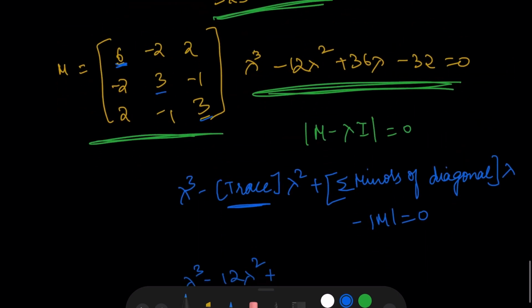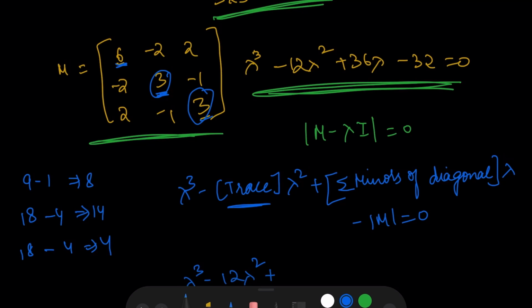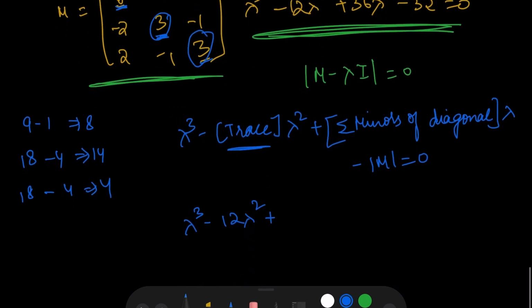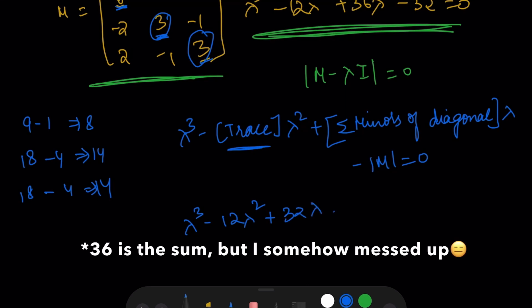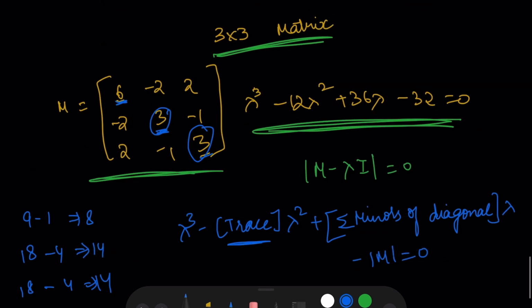So the minor for 6 will be equal to 9 minus 1, that is 8. The minor for this element 3 will be equal to 6 into 3 is 18, 18 minus 4 is 14, right? And the minor for this 3 will be equal to 6 into 3 is 18, and 18 minus 4 is equal to 14. Now I'll add these, that is the summation of all these minors, right? So 14 plus 14 is 28, and 28 plus 8 is 36... 32, so 32 into lambda minus the determinant of this matrix M.